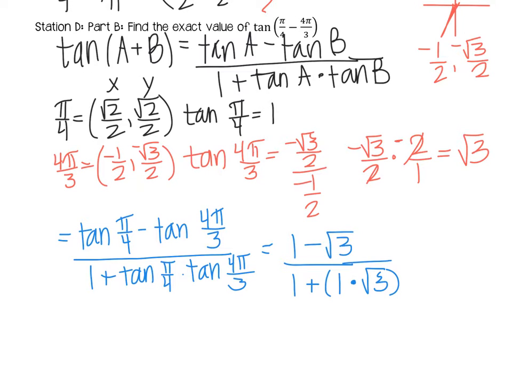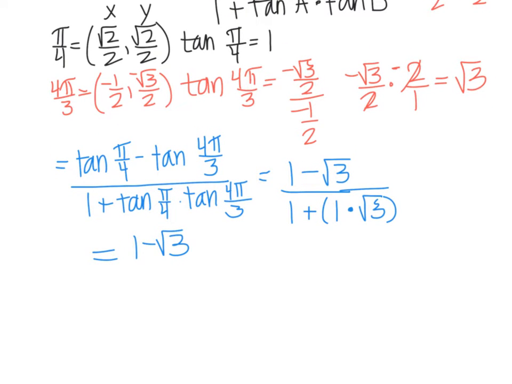So I get a final answer of 1 minus root 3 over 1 plus root 3. Remember what I said, that you did not have to rationalize the denominator, so this is my final answer.